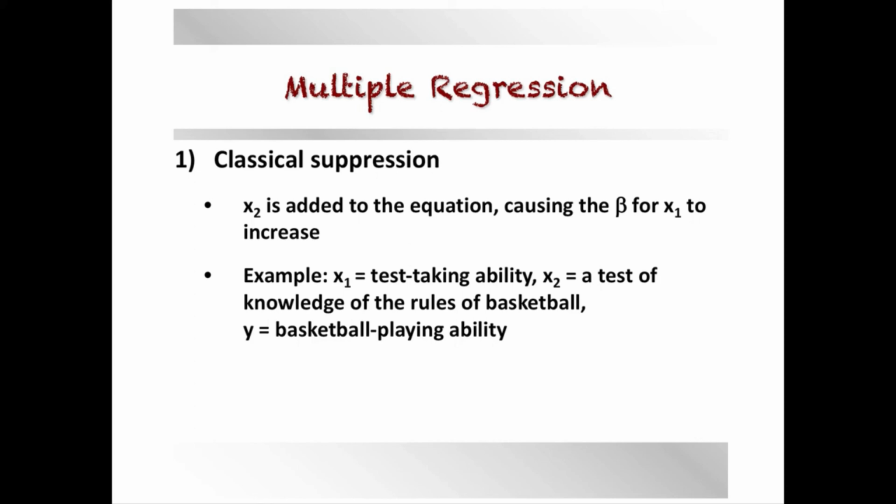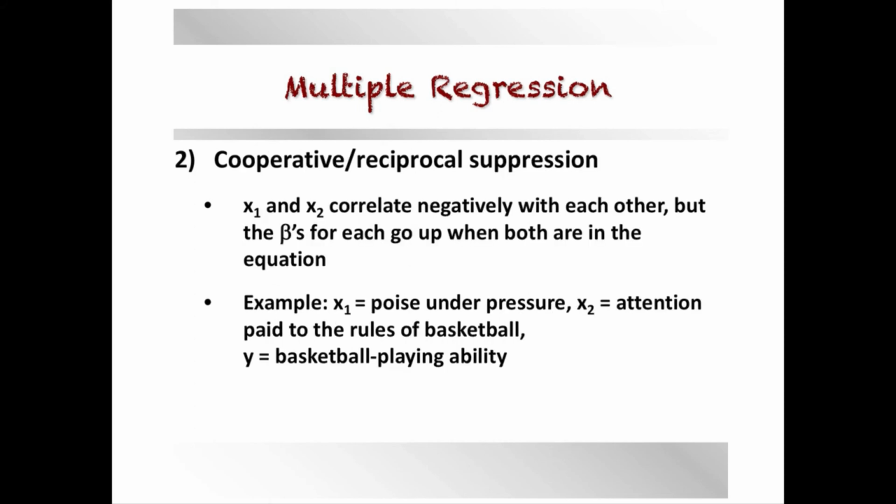But then you add in x2, which is a test of knowledge of the rules of basketball, which is correlated with both test-taking ability and basketball playing ability, right? You add in that x2, and suddenly test-taking ability becomes relevant as a predictor of basketball playing ability, when originally it was not. So that's classical suppression, and again, we can go over more examples of this. And we can try to wrap our brains around the concept as well as the number, the effect on the betas.